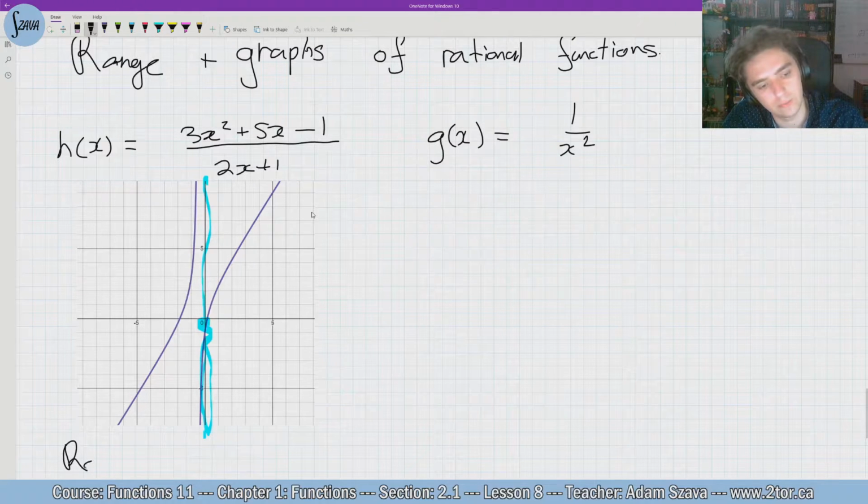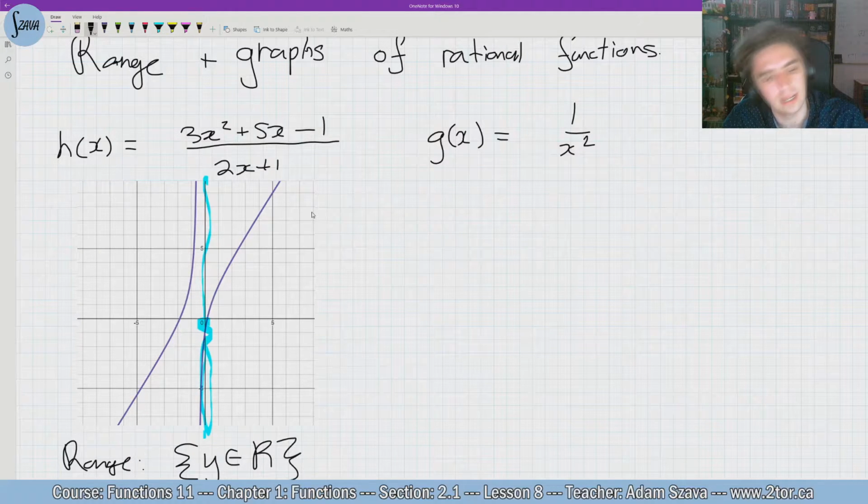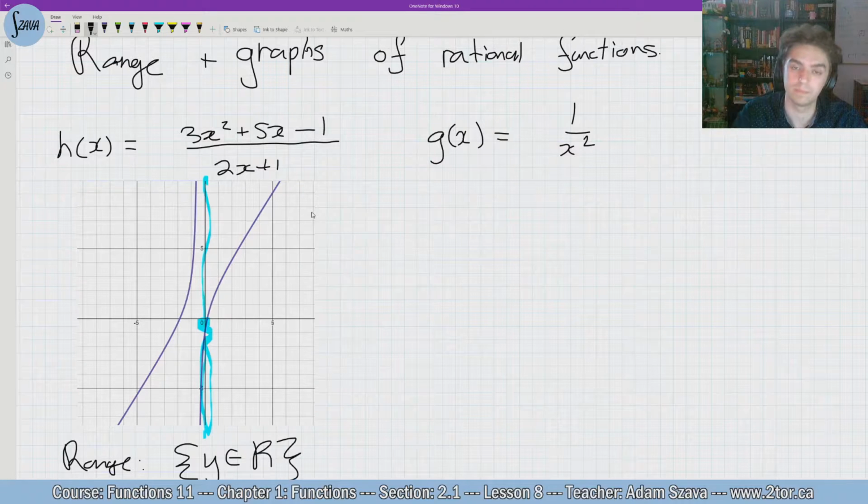So the range is the set of all the y values, and y can be any real number.